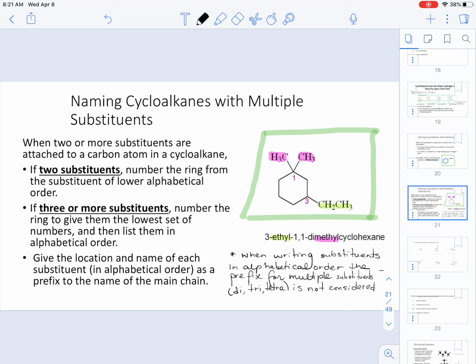So in the molecule that we have in our example, we have 3 substituents. We have to give them the lowest sequential numbers. And as you can see here, our dimethyl is going to be on carbon 1, our ethyl is going to be on carbon 3, and the full name for this molecule is going to be 3-ethyl-1,1-dimethylcyclohexane.